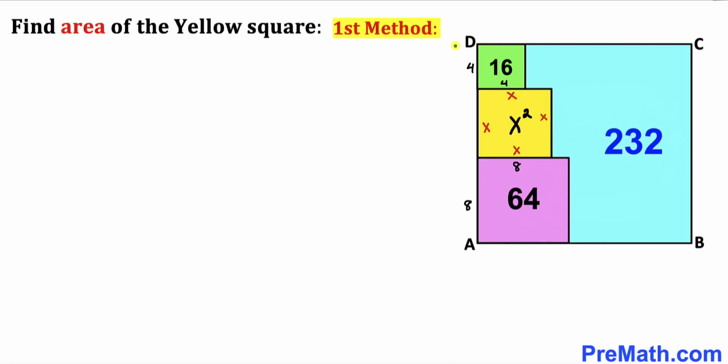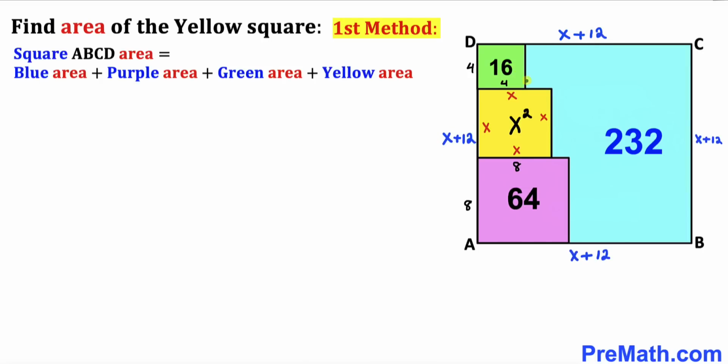And now let's make an observation. We can see that the whole side length of this square ABCD is 4 plus x plus 8, and that is going to give us x plus 12. And we know this side length is x plus 12, since all the sides of the square ABCD are congruent. So this side is going to be x plus 12 as well.